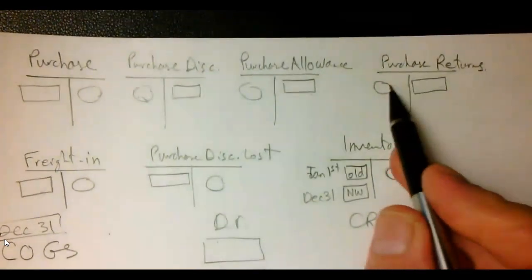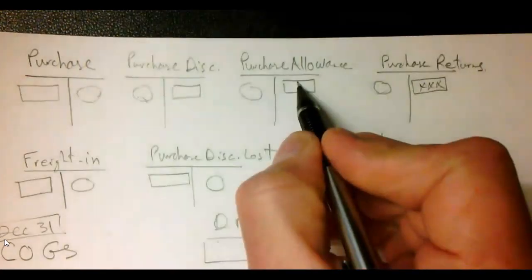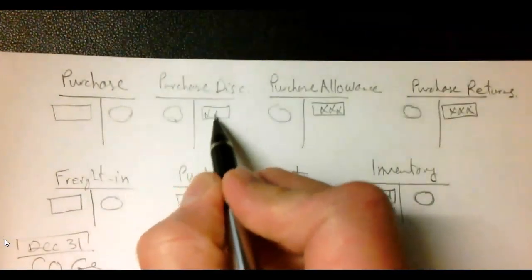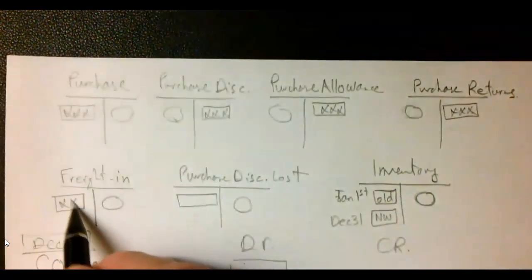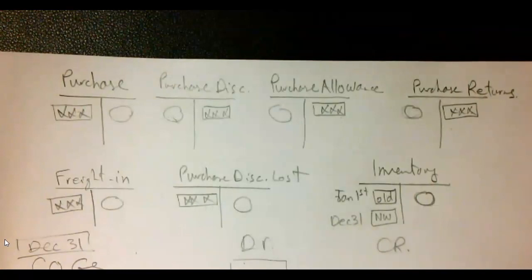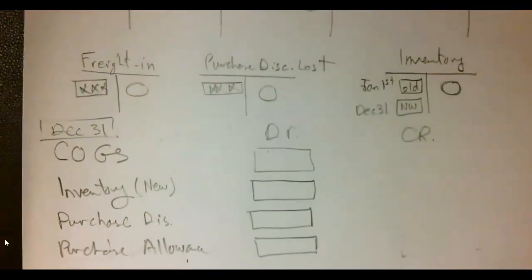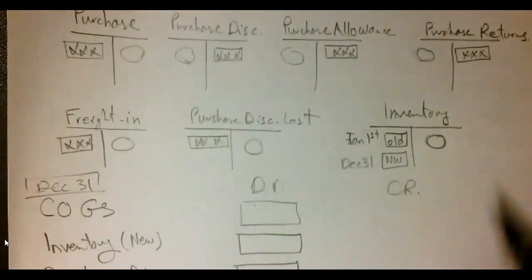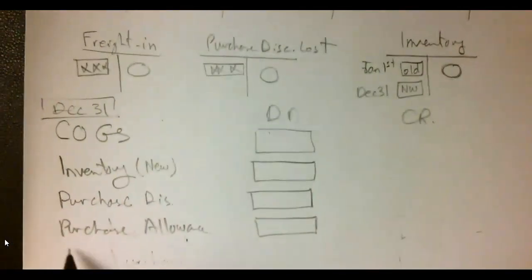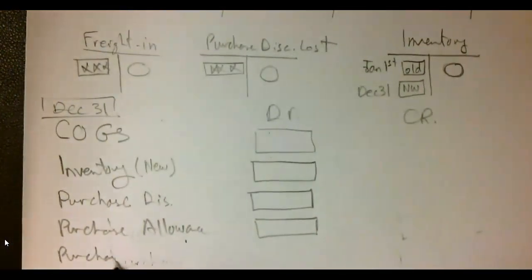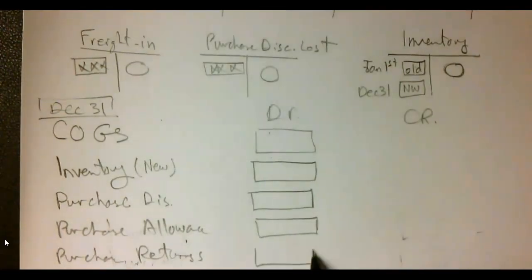Purchase returns needs to be debited to be closed, because you have all these numbers here, right? You have all these numbers and they need to be closed. You see that? So we close purchase allowance, and purchase returns needs to be also debited.